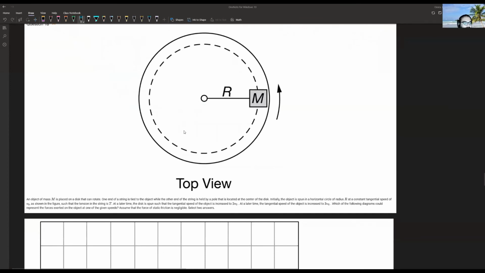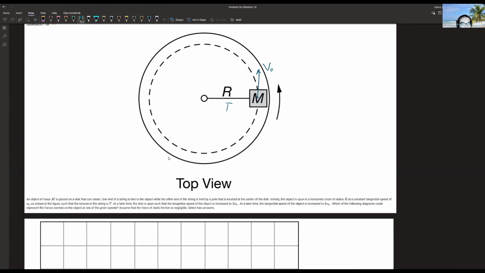Okay. So an object of mass big M is placed on a disk that can rotate. One end of a string is tied to the object while the other end of the string is held by a pole that is located at the center of the disk. The object is spun on a horizontal circle of radius big R at a constant tangential speed of v original, as shown in the figure. So at this instant it has a tangential velocity in this direction, such that the tension in the string is capital T.